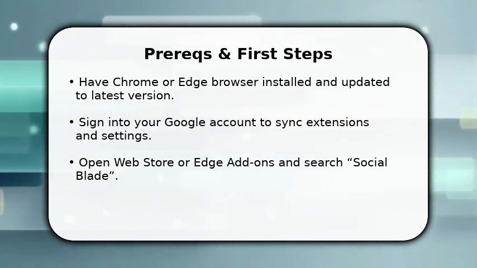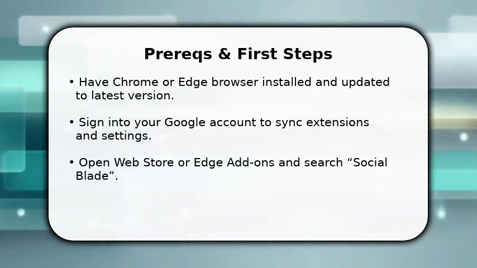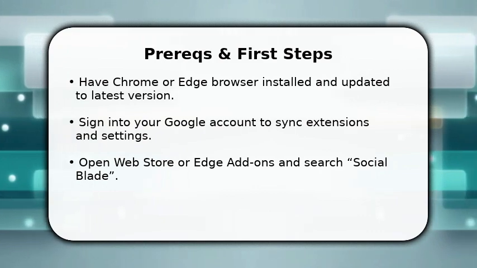This saves time versus manual installs. Make sure the version matches your browser. Chrome extensions won't install on unsupported builds. Click the extension listing to see permissions and reviews before you proceed. This helps you understand what data the extension accesses.